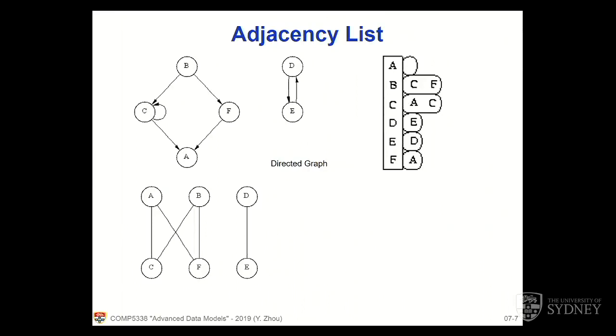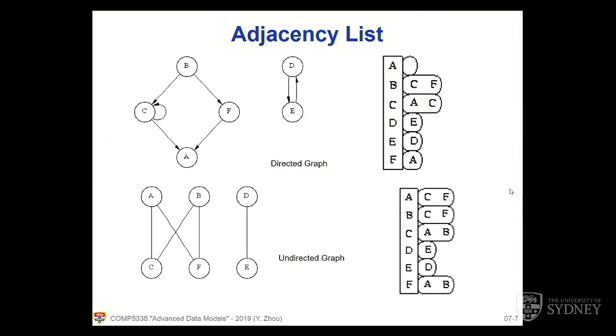And for an undirected graph, again, for each node, we remember its neighbors, and because it doesn't have direction, A has two neighbors, C and F, so we put them there, and B has two neighbors, C and F, so it's like this, and C has two neighbors, A and B. So we put them there, and so on and so forth. So that's what we call an adjacency list. We're just remembering the neighboring nodes of each node.